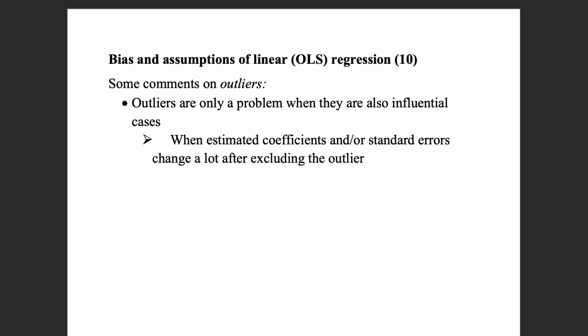And what do we mean by influential cases? That means that if you would take those cases out, you find very different estimates for your coefficients and/or for your standard errors. So outliers are really only influential cases if you take them out and re-estimate your model, and then you see that your coefficients and/or your standard errors change a lot after excluding the outlier. And that's not always the case.